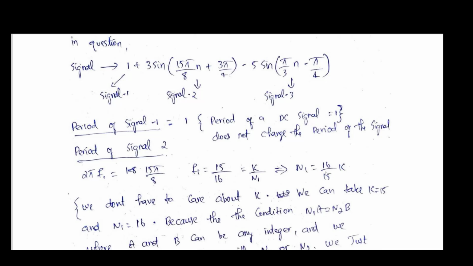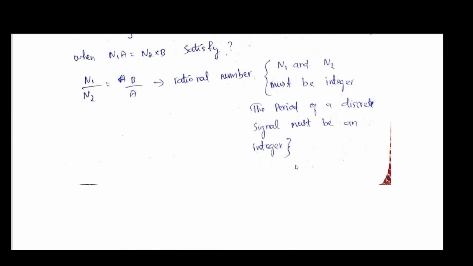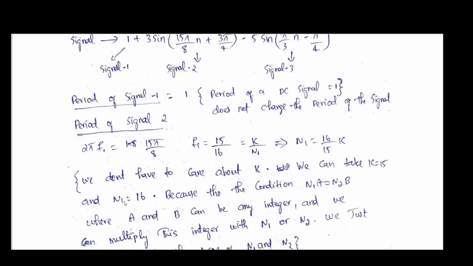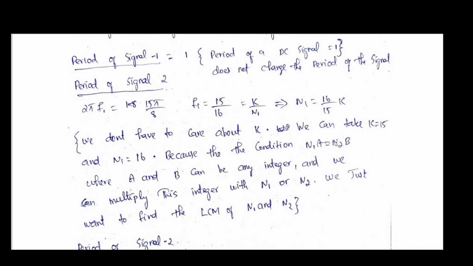We can take any value of k such that, or in another way we can think like this. N1 is the period of the discrete signal, right? So as I mentioned here, the period of a discrete signal must be an integer. So in order to make this an integer, we can take k equal to 15. So in that case, we can have n1 equal to 16.